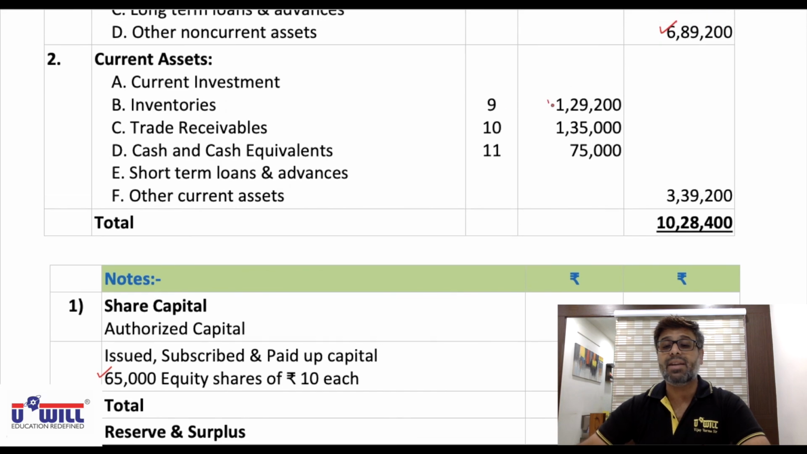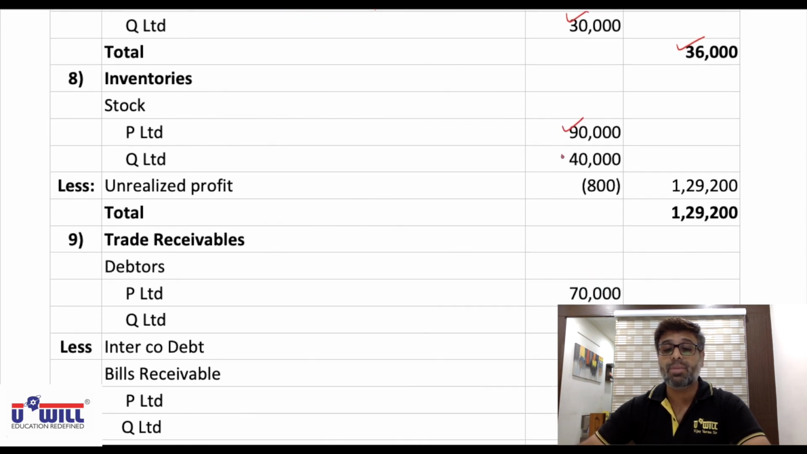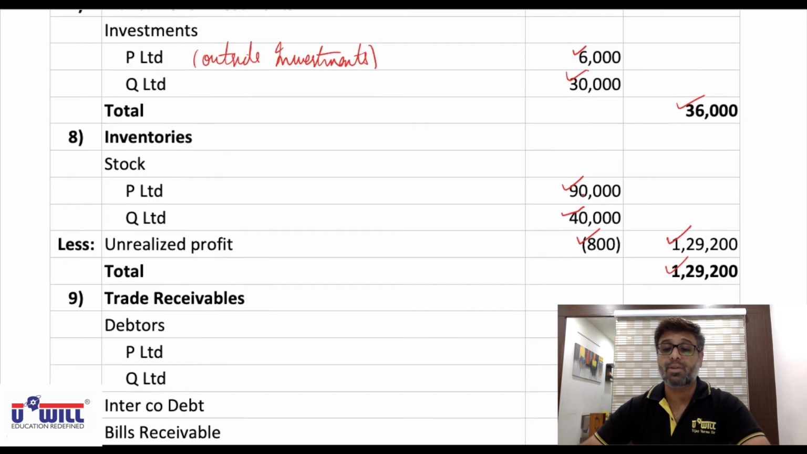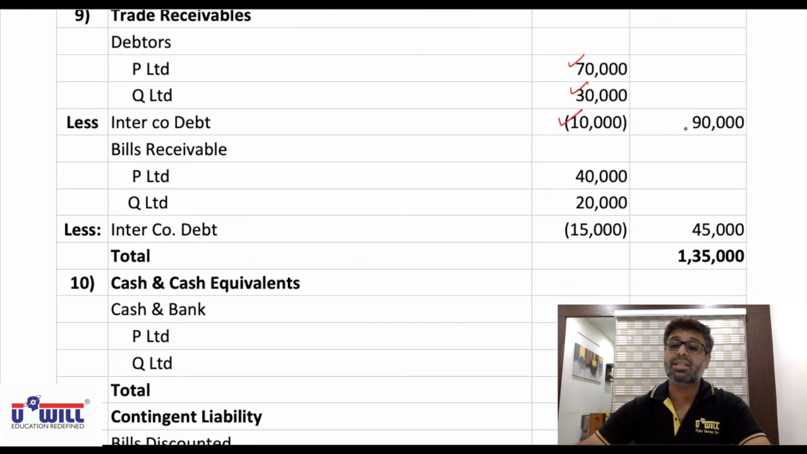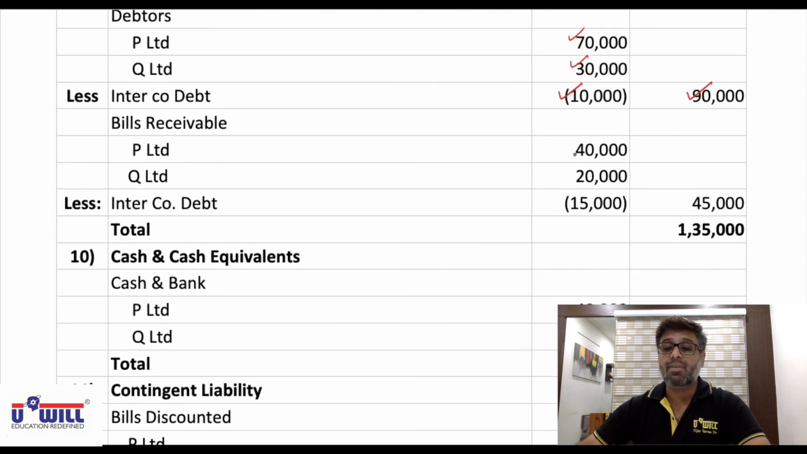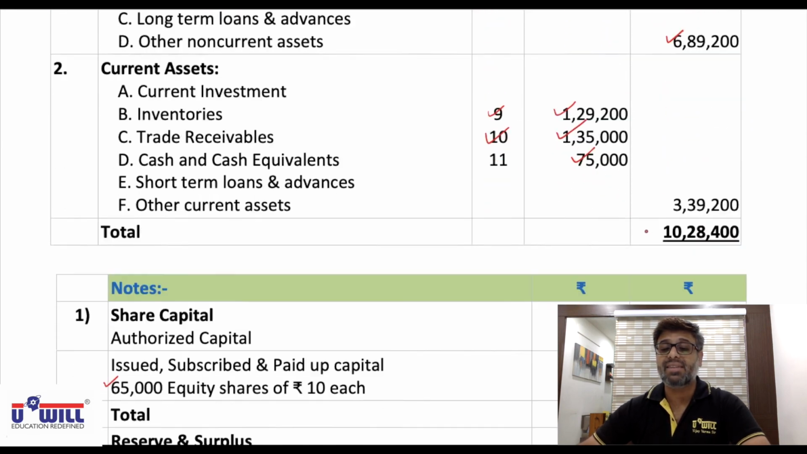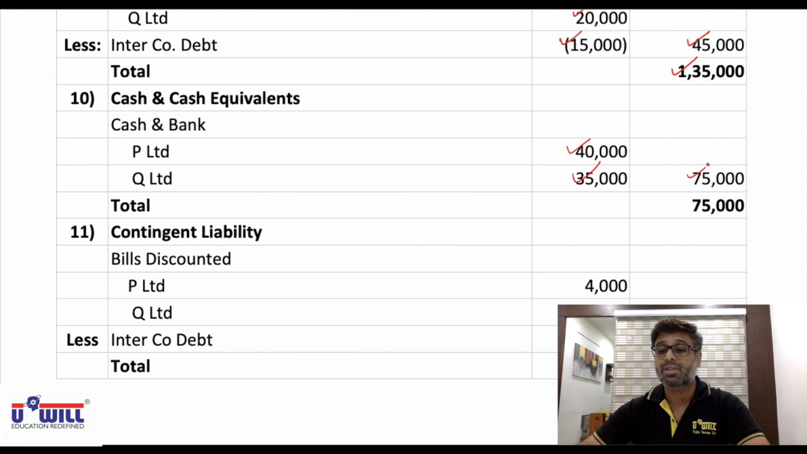In current assets, inventories 1,29,200 from note 9. You can see in inventories P Limited 90, Q Limited 40, minus unrealized profit 800, so 1,29,200. Then in the balance sheet you will have trade receivables of 1,35,000. In trade receivables, debtors of P Limited 70,000, Q 30,000, minus intercompany adjustment 10,000, so 90,000. Bills receivable of P Limited 40,000, Q Limited 20,000, minus intercompany adjustment 15,000, so 45,000. Total 1,35,000. Then cash and cash equivalents 75,000: P Limited 40,000, Q Limited 35,000, 75,000.